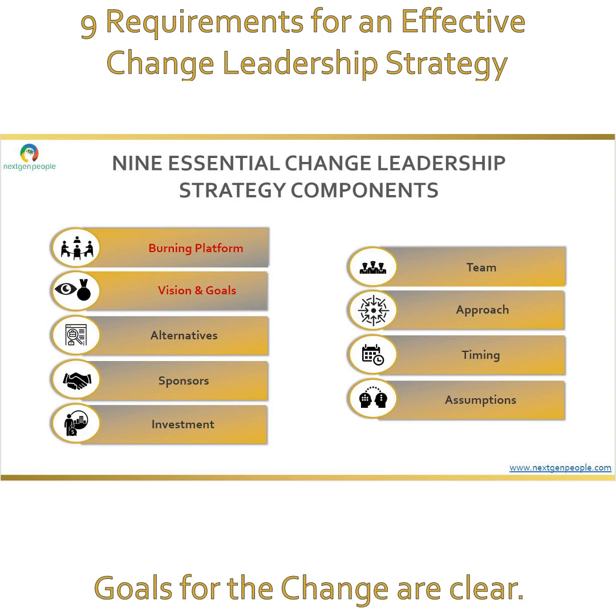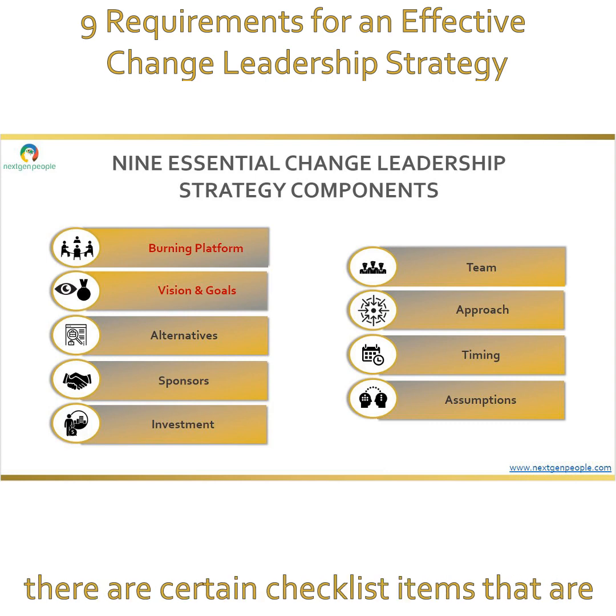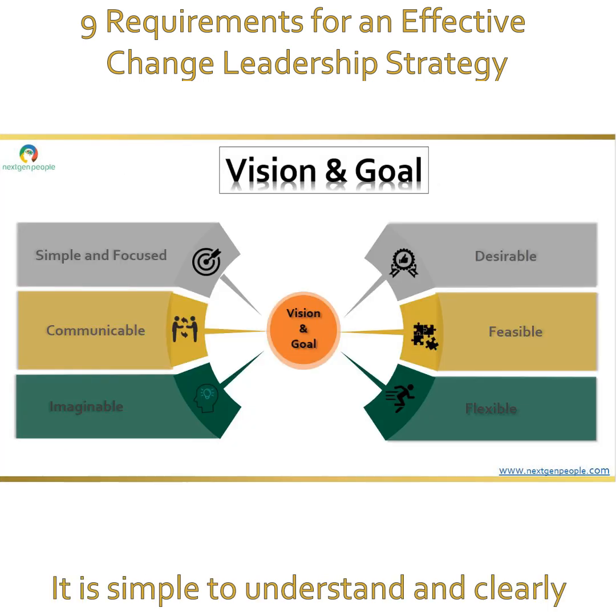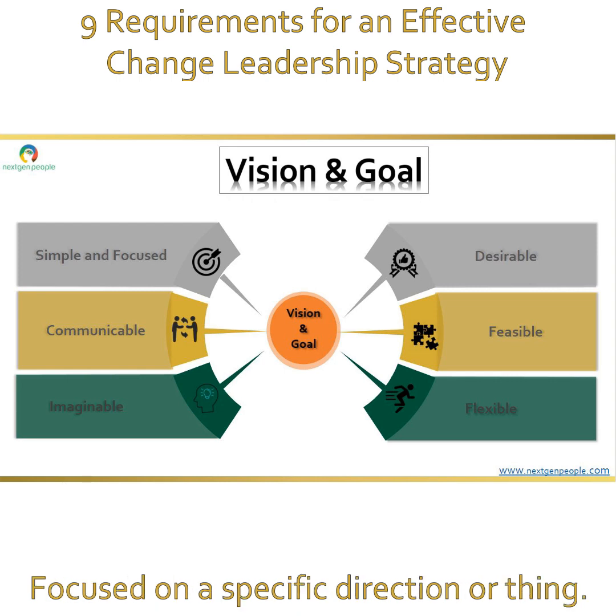Number 2 is ensuring that the vision and related goals for that change are clear to you and clear to everyone who is going to need to be a support in making the change happen. Borrowing from the wise words of Kotter, there's certain checklists that are needed to ensure that your vision is clear and it makes sense. So making sure your vision is clear and it makes sense includes ensuring that it's simple to understand and it's clearly focused on a specific direction or thing.